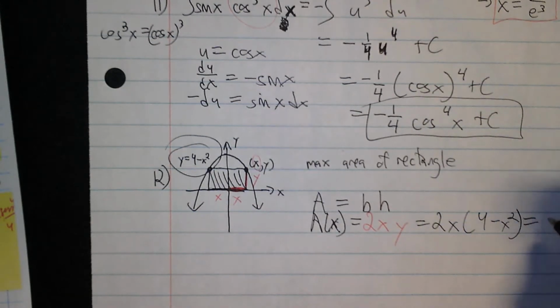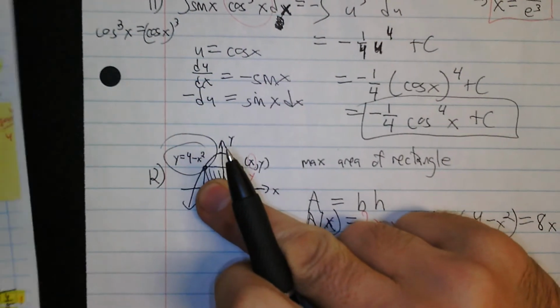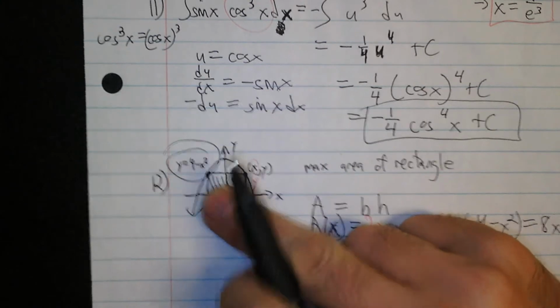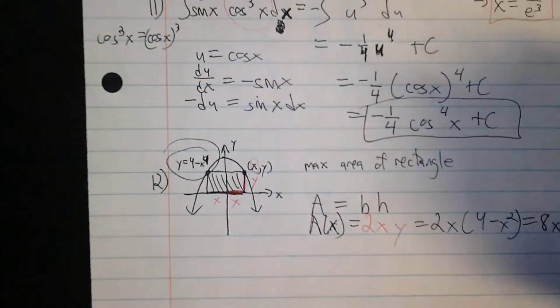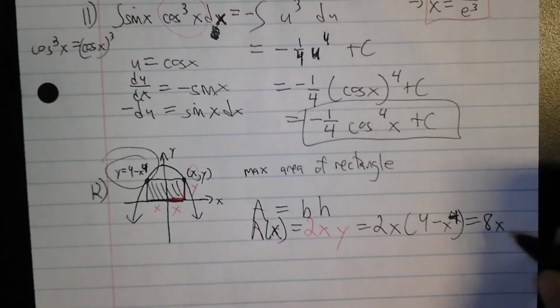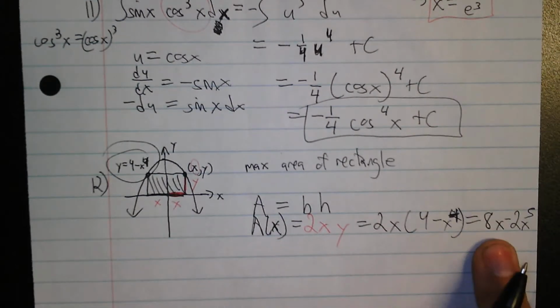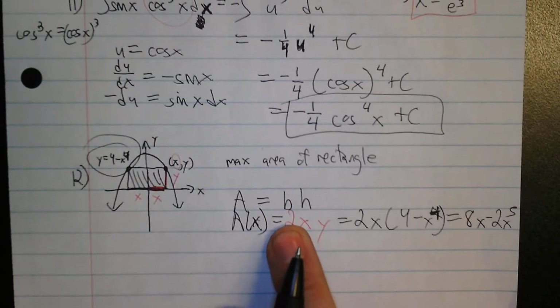Or, you got 8x. Was that x squared or x? Maybe I wrote this problem wrong. Number 12, I think I remember it being to the 4th. It was to the 4th. So then this is 4 minus x to the 4th, which is 8x minus 2x to the 5th. Okay, so that's my area function, independent variable x, dependent variable A of x.